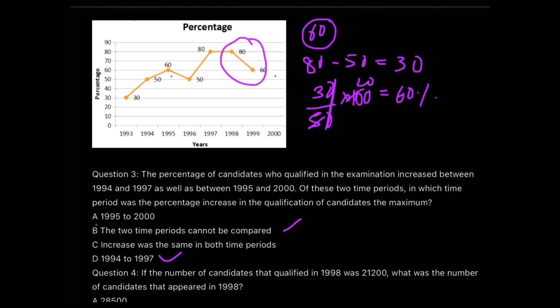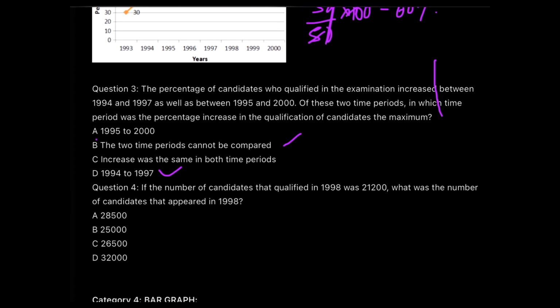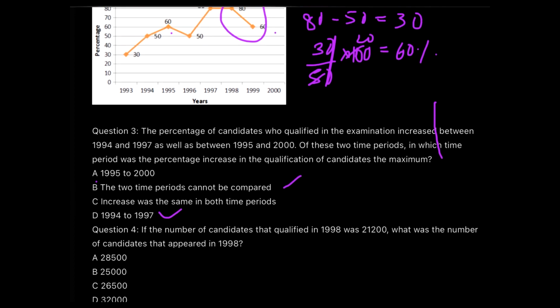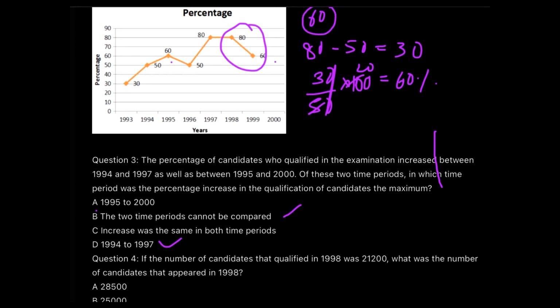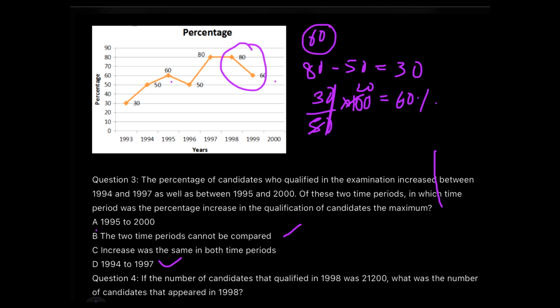Now, question number 4. Question number 4 says, if the number of candidates that qualified in 1998 was 21,200, what was the number of candidates that appeared in 1998? That's interesting. Number of candidates qualified is 21,200 in 1998. 1998 has 80% qualification. So 80% of people is equal to 21,200.